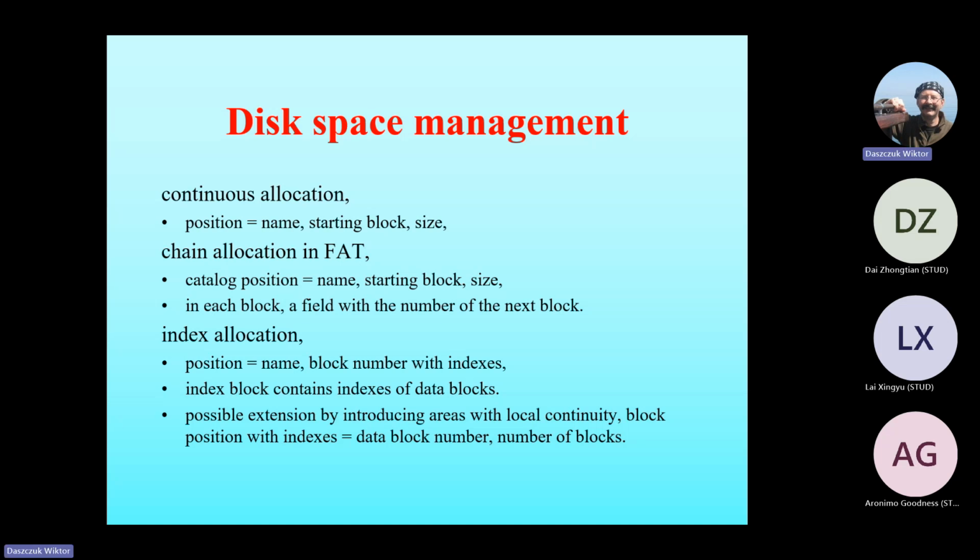So in the catalog, we have a root, starting block, and size. In each block description in FAT, there is a pointer to the next. Index allocation, I will show it later on next slides.